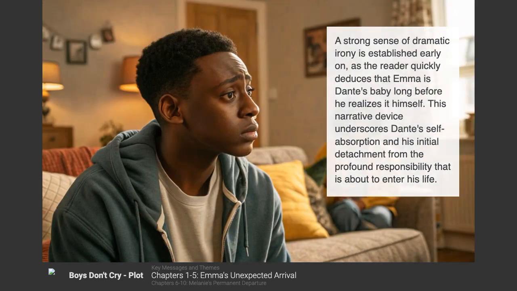A strong sense of dramatic irony is established early on, as the reader quickly deduces that Emma is Dante's baby, long before he realizes it himself. This narrative device underscores Dante's self-absorption and his initial detachment from the profound responsibility that is about to enter his life.